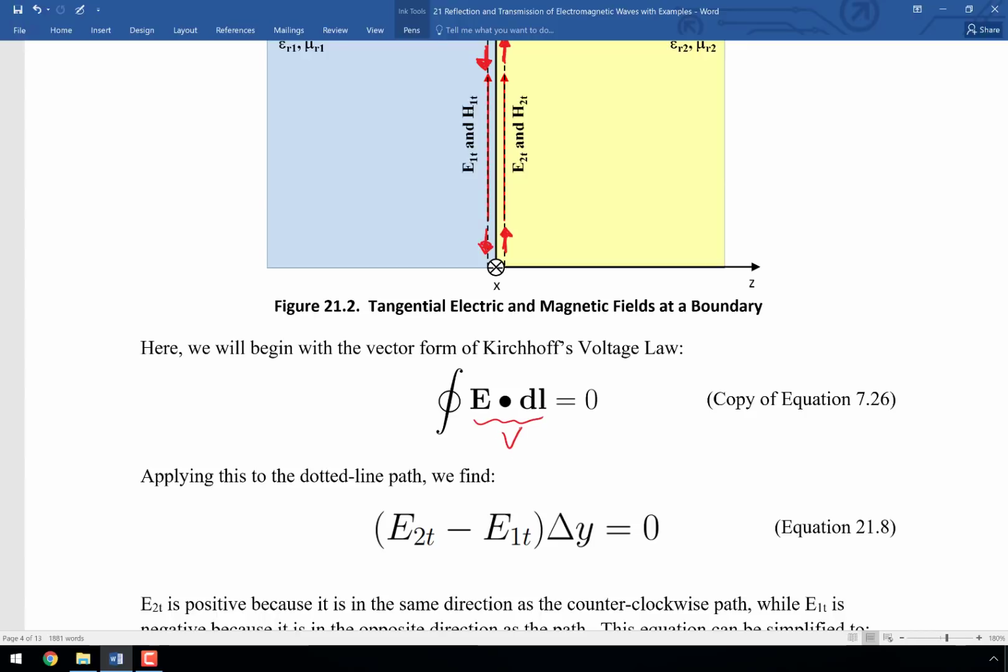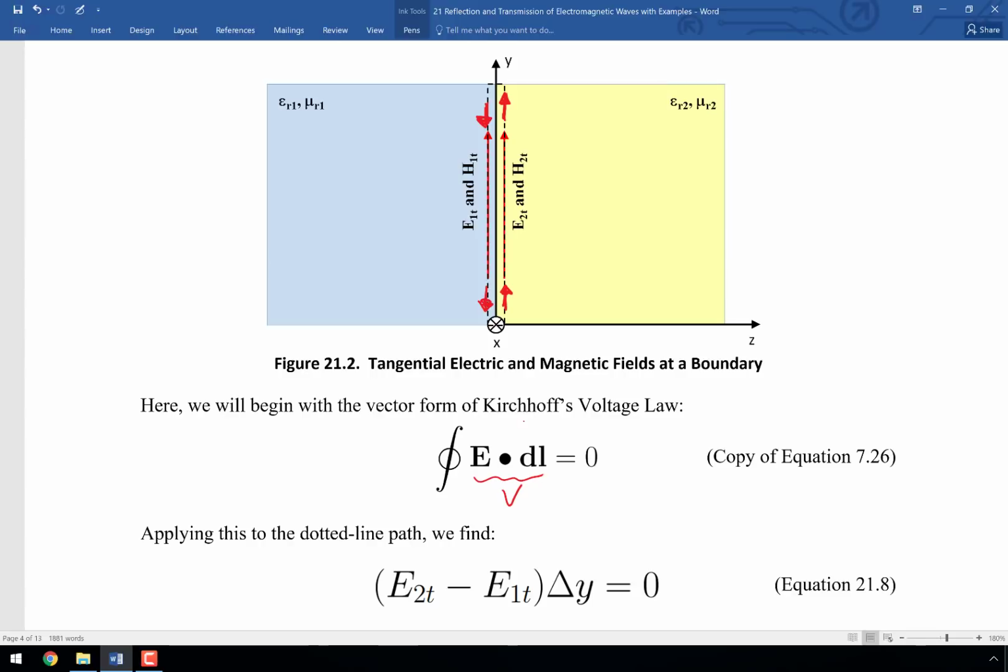So if you take the sum of all the voltages around a closed loop, you get 0. Applying that to the dotted line path, we find that E sub 2t, which is in the yellow side, is in the same direction as the path that I've chosen, but E sub 1t is in the opposite direction. You'll notice that the arrowheads right here show the direction of those fields. So it's E sub 2t minus E sub 1t times delta y.